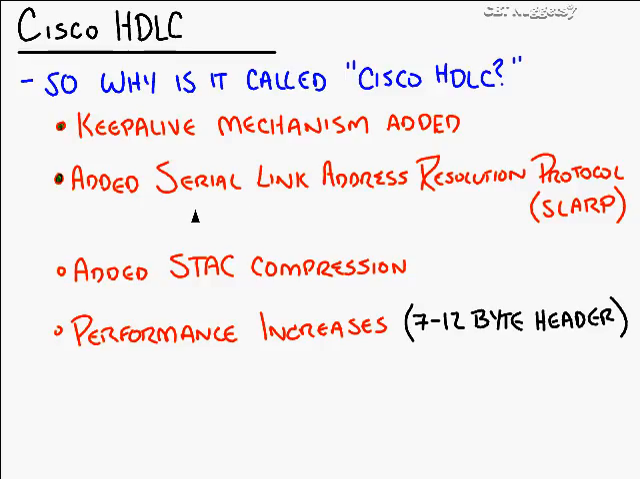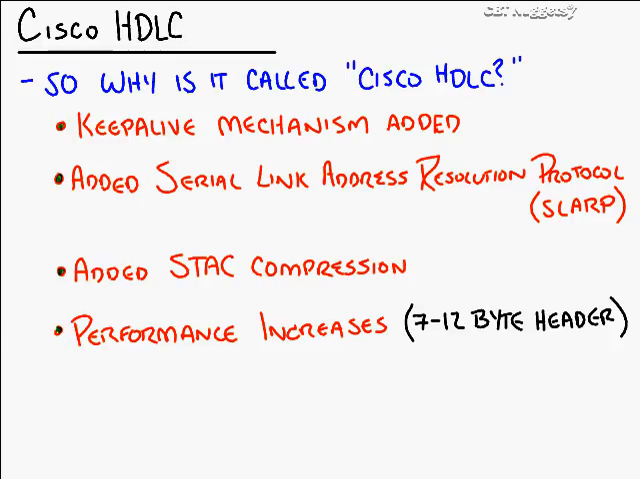It tries to detect what's going on the line, what IP addresses are out there, and it will assign itself one if necessary. From there, they added stack compression. HDLC originally didn't support any type of compression at all, and they added this stack compression, which is really good, but pretty processor heavy. And finally, they increased the performance of what the original HDLC standard was.